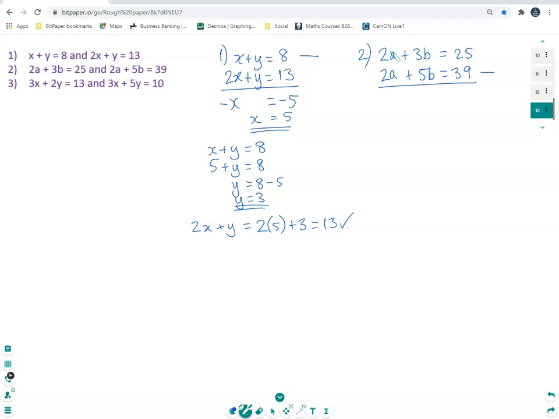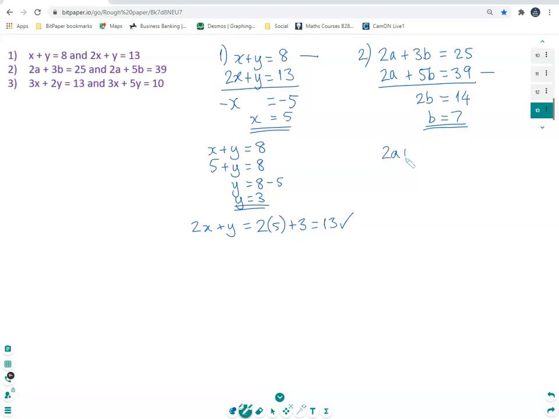So 2a minus 2a is still 0, that still disappears. 5b minus 3b leaves us with 2b. And 39 minus 25 is 14. So if 2b is 14, then b must be 14 divided by 2, which is 7. Substitute that back into one of the equations to work out what a is. Let's use the top equation.